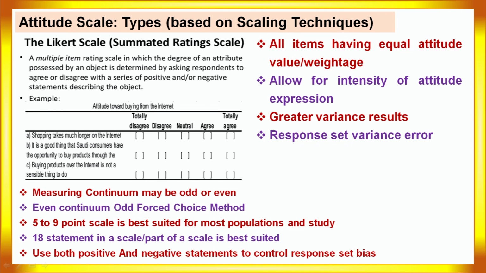Now there is a general rule that a 5 to 7 point continuum generally results in optimum variances. If you increase the continuum beyond 9, there is a chance that error variances, in terms of errors in judgment, may creep in.